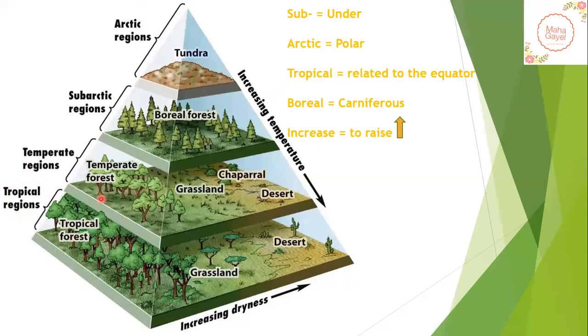Okay, let's see as we go upward. Here we can see that at the top there is the tundra. The tundra is inside the Arctic regions, the polar regions, but it is before the North Pole. The tundra, as we can see, doesn't have any trees, only small plants, small vegetation. What about the boreal forest? Boreal forest means pine trees, as you have studied.